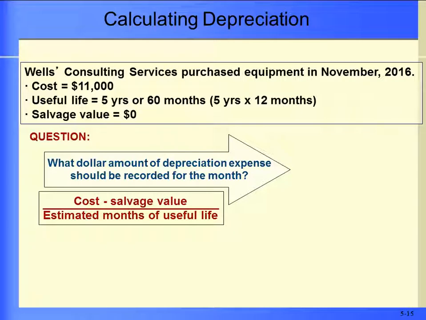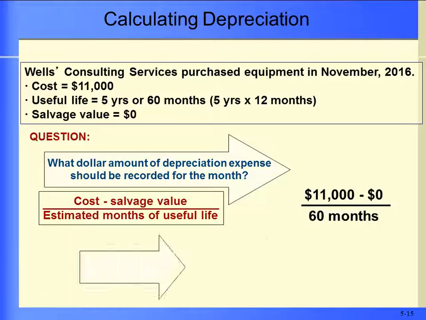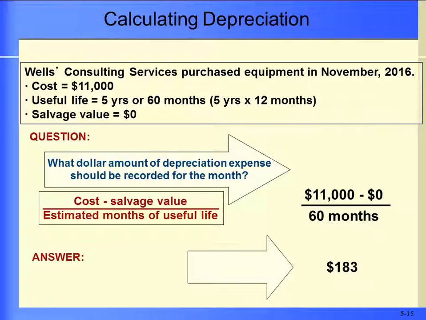Because we're going to have the same cost allocation every month. So 11,000 minus the salvage, which is 0, divided by 60, and this should come out to 183. So every month we're going to have an adjusting entry of 183. Now if we did financial statements every quarter, which is 3 months, it would be 183 times 3. If we did it every half year, it would be 183 times 6.